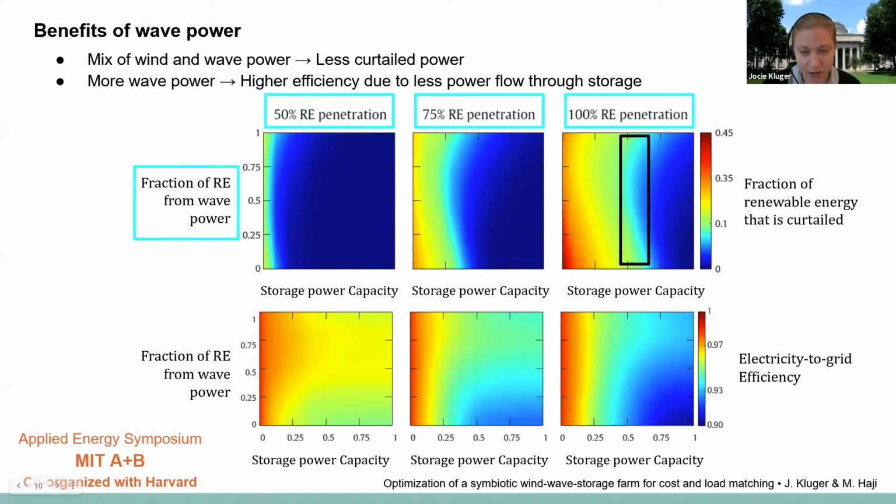Here, these plots show trends in the annual electric to grid efficiency for the renewable energy farm. This efficiency reflects some transmission losses, which are about 3% for all parameters, and the variations mostly reflect the different amounts of power that flow through the energy storage system. The energy storage system is only 81% efficient when power flows through it. We see that the efficiency of the farm increases as it is comprised of more wave power, and this reflects less power flowing through the storage system.